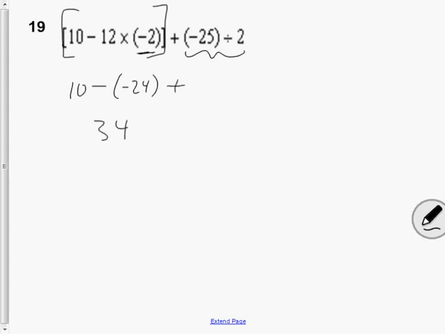Plus the quotient of this, which is -12.5. And when you add those two together, you get 21.5.